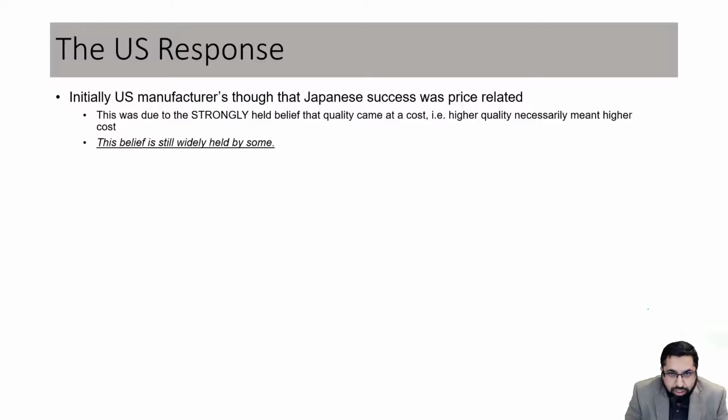Initially, the US manufacturers thought that Japanese success was price related. They felt maybe things are cheap in Japan, they can build a quality product, their labor is cheaper, things like that. Because there was a strongly held belief in the US that high quality meant high cost, which is true for performance quality, because if you add more features, you use more expensive materials, that product is going to cost more. But it is not true for conformance quality. Removing defects reduces costs, right? And so people in the US kind of thought that higher quality meant higher cost for all types of quality, although it is not true for conformance quality.